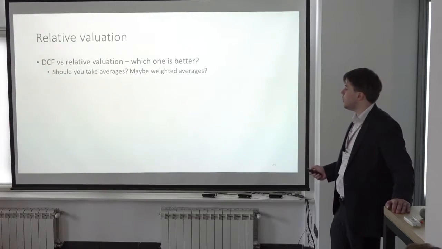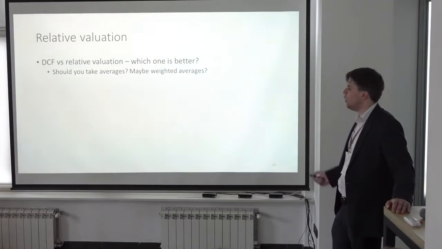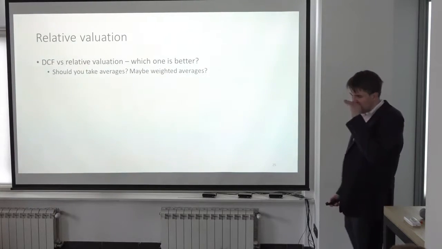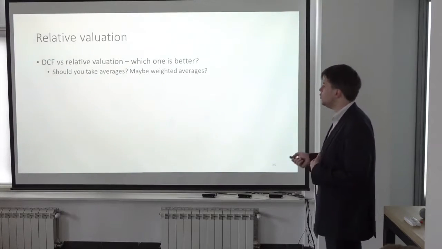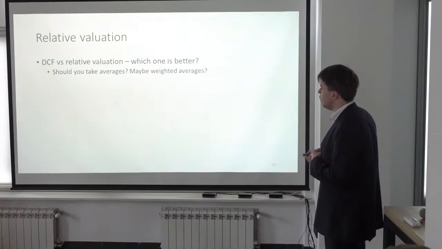A lot of the time, what happens is if you do a DCF and you do relative valuation, you will see that they give you slightly different results. And the question is, why are they different? I mean, what should you be doing? Should you be taking averages? Maybe a weighted average? How should you read this? What should you do here?